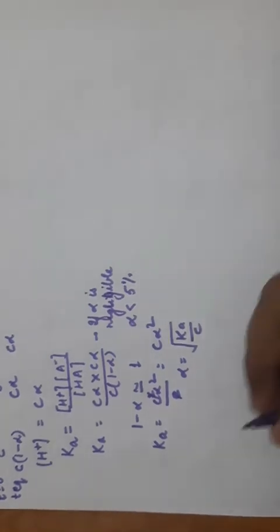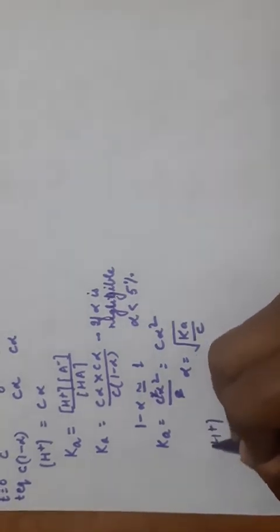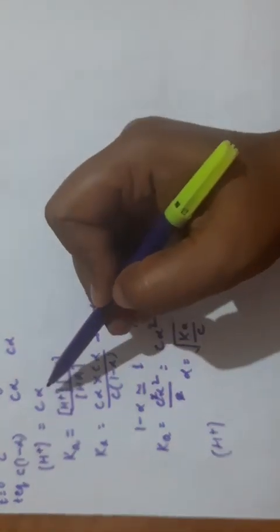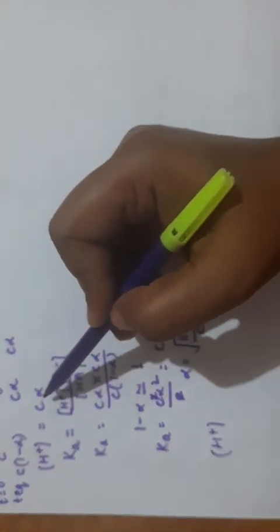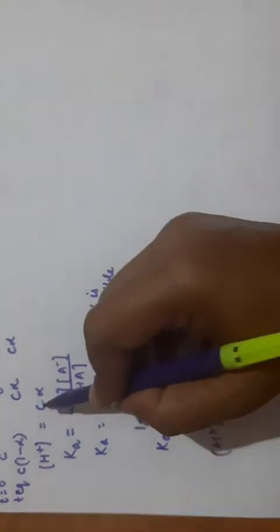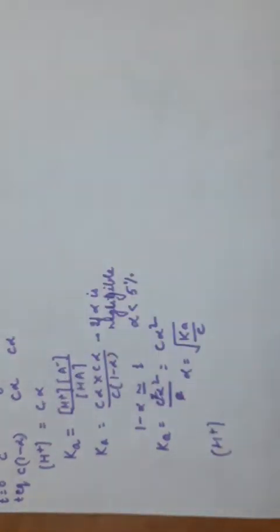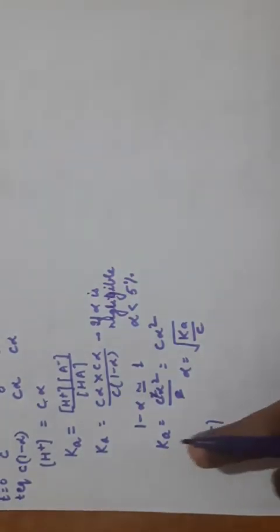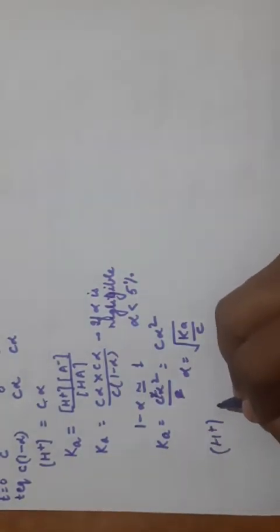So what is the H plus ion concentration from here? Either you will be given concentration and degree of dissociation, you can find out the H plus ion from here, it will be C into alpha. C is the concentration of weak acid and alpha is the degree of dissociation. In case you are given Ka, then you can also find H plus ion.